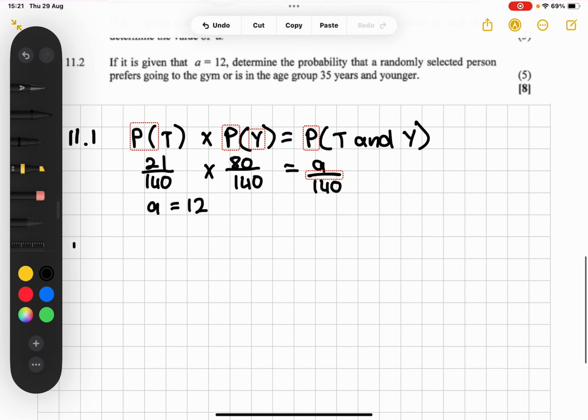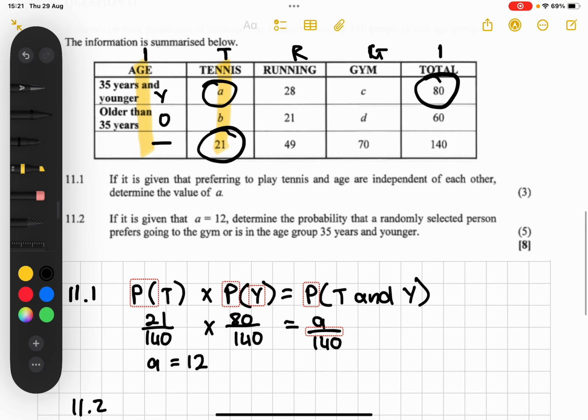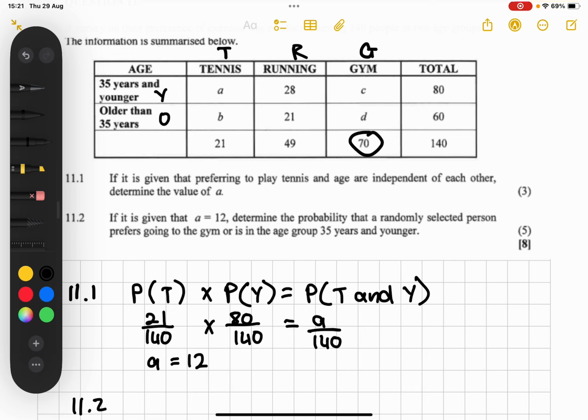For 11.2, it tells us if it is given that A is equal to 12, determine the probability that a randomly selected person prefers going to the gym or is in the age group 35 years and younger. Now I'm just going to erase some of this stuff so that it's not as complicated. What we're looking for is the probability that a random person prefers going to the gym, so this full 70, or is in the age group 35 years or younger.